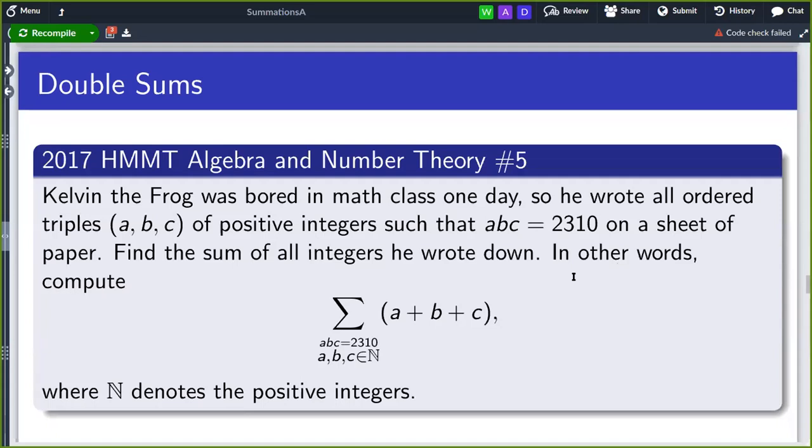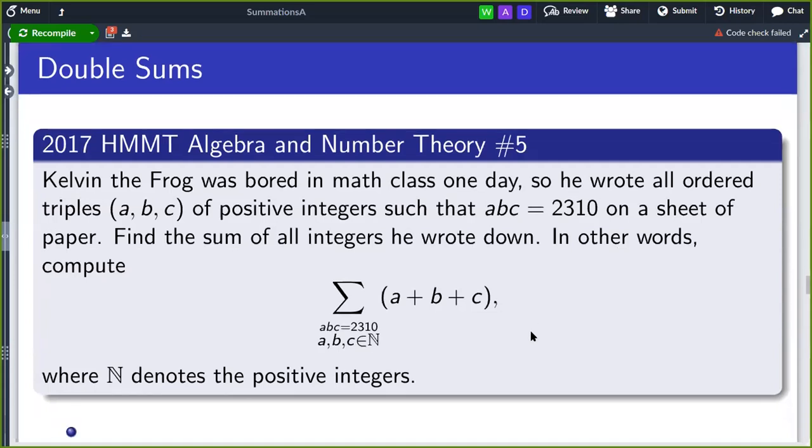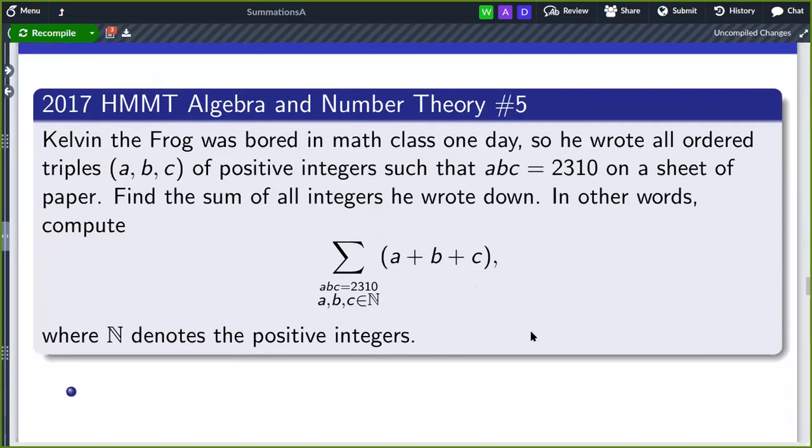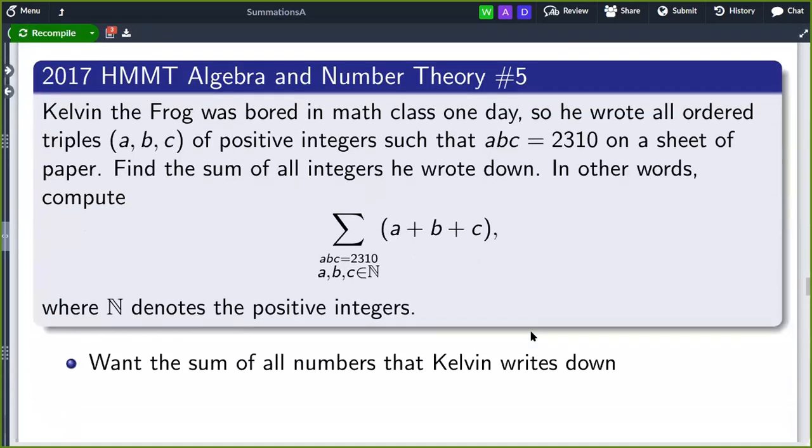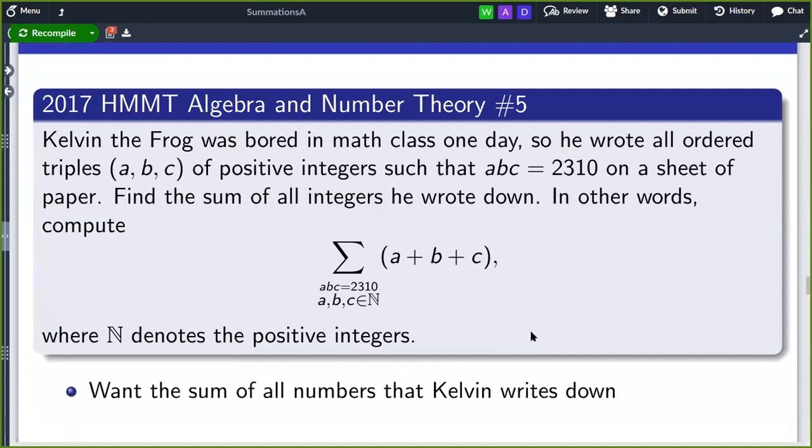So if we think about what this sum actually means, this sum is basically the sum of all the numbers that Kelvin writes down. So he writes down triples of numbers, and we want the sum of every single number that he ever writes down. So well, one useful thing to consider is how many times does a given number appear in the sum? That is, how many times does Kelvin write down a given integer n?